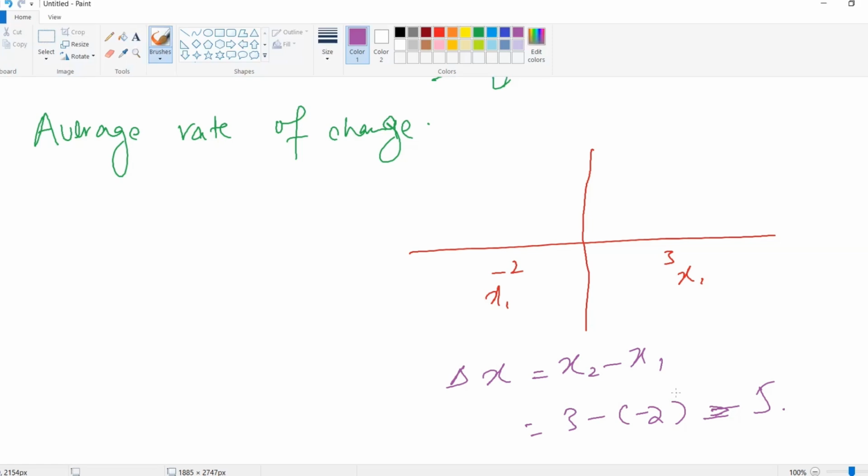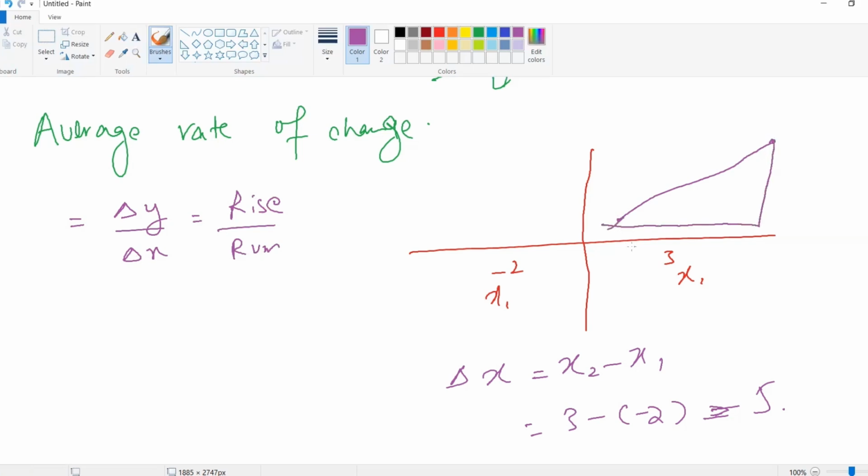The y values increased by 300 and the x values increased by 600. The average rate of change is the ratio of these changes in the variable. This is how we can define the average rate of change: change in y over change in x, which is rise over run. So this is the distance that you cover. This is the rise, this is the run. This is x1, this is x2, this is y1, this is y2. Is it clear?